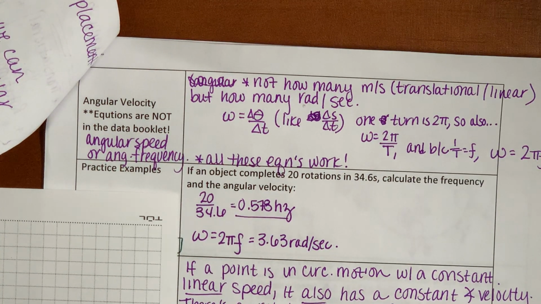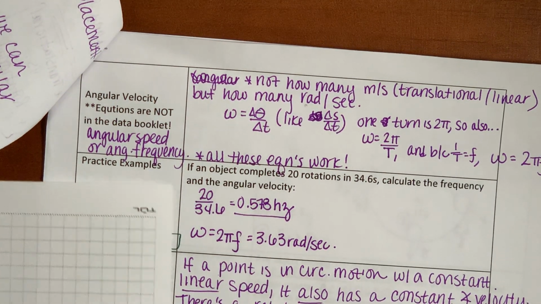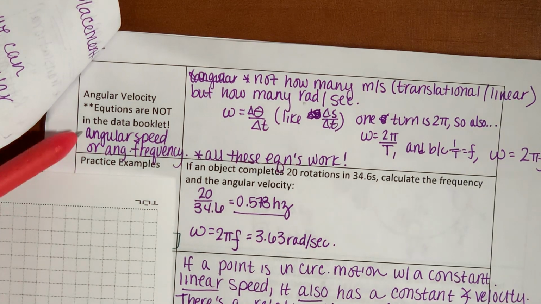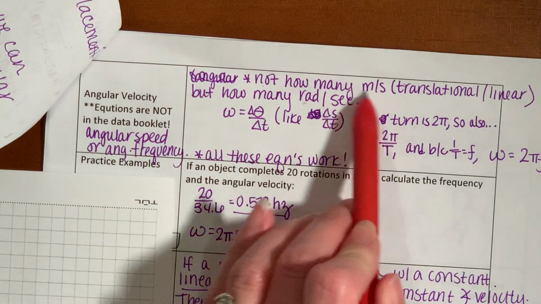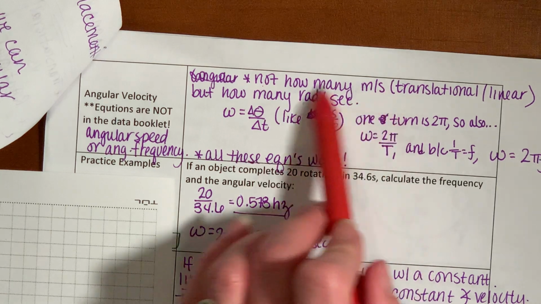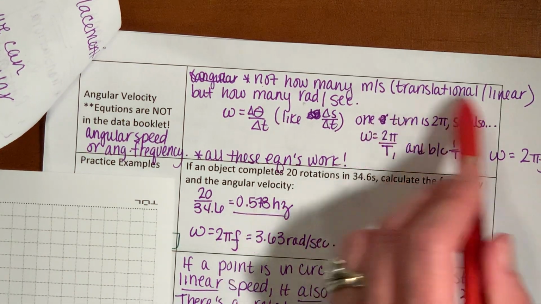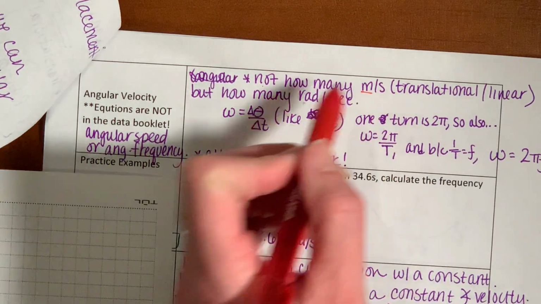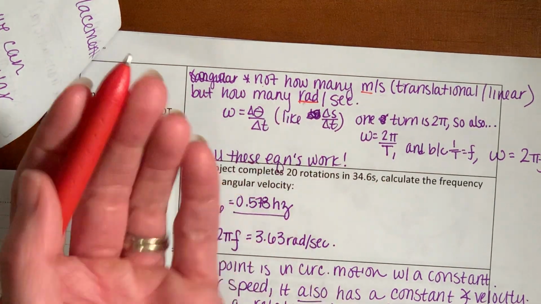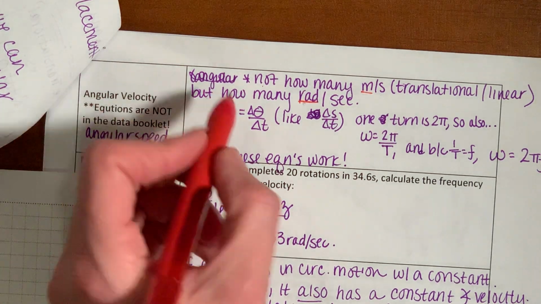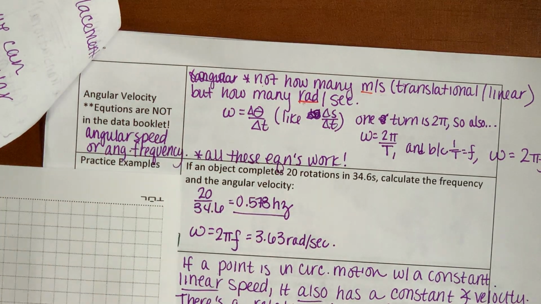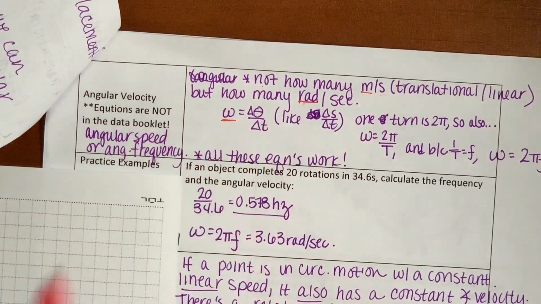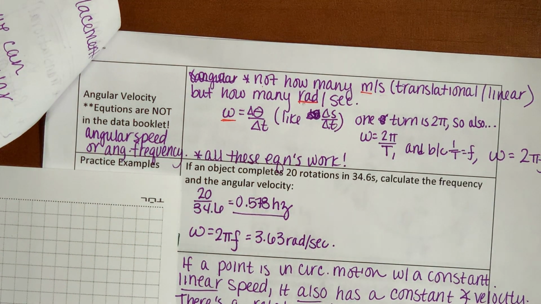We're going to talk about angular velocity really quickly, also known as angular speed and angular frequency. It's not how many meters per second that particular rotation occurs through. That would be a translational or a linear description, right? Meters per second is translational because that's in meters. But if we talk about it in radians per second, now all of a sudden we're talking about angular velocity. This measurement for angular velocity is this little curly w, an omega.